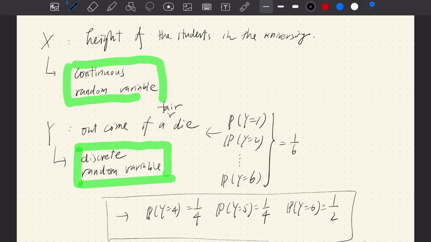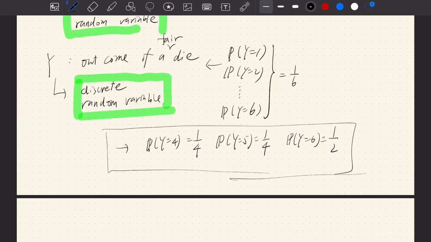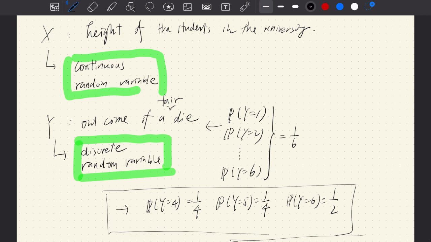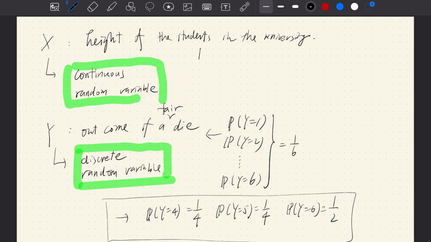But for continuous random variables, it is not so easy because, for example, if you're interested in the height of a student in the university, then what is the probability that a student's height is exactly 160.234? Basically there's virtually probability 0, okay? Because the possible outcome is continuous, basically every single point among the possible outcomes has probability 0. So for continuous random variables, we will provide a function called the probability density function.